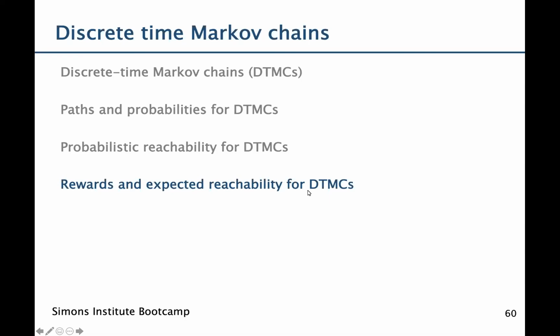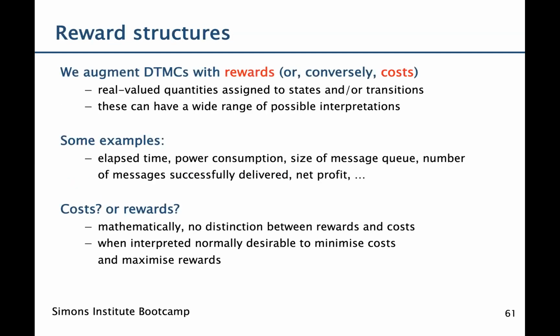So in the final video on discrete time Markov chains, I'll consider rewards and expected reachability for our DTMCs. So here we're going to augment our DTMC with rewards, or conversely costs. So these are real valued quantities that we assign to either the states or our transitions of our DTMC.